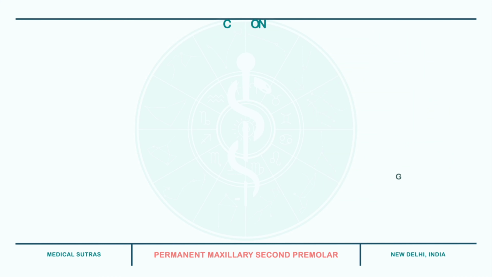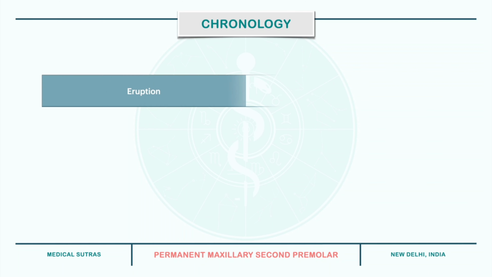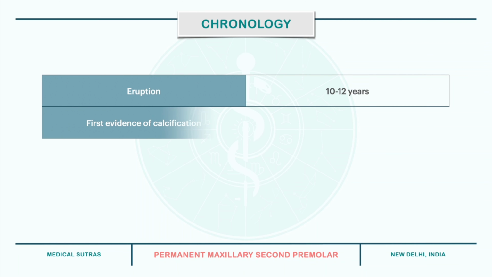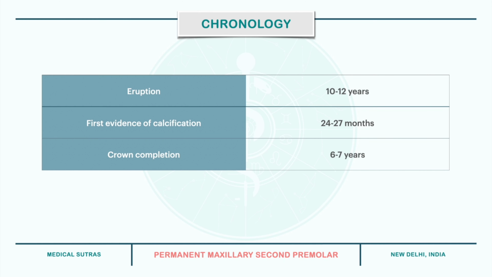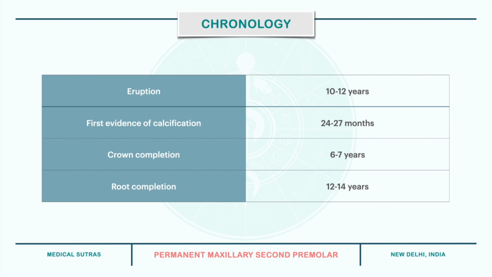Now moving on to the chronology of the tooth. The permanent maxillary second premolar erupts at the age of 10 to 12 years. The first evidence of calcification is seen at 24 to 27 months. The crown formation is completed by 6 to 7 years and the root is completed by 12 to 14 years.